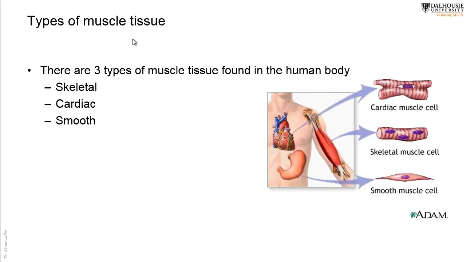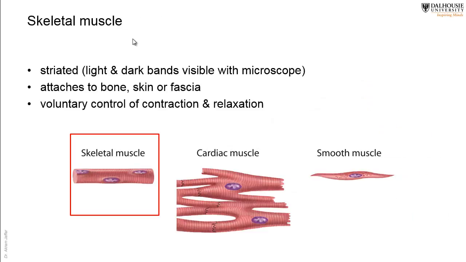There are three types of muscle fibers in the body, and these are the skeletal muscle, the cardiac muscle, and smooth muscle. The skeletal muscle, which you can see here, is called skeletal because many of them, or most of them, are attached to bone. So they are attached to the skeleton, although some of them are not only attached to bone, but they are attached to fascia, or to the skin.